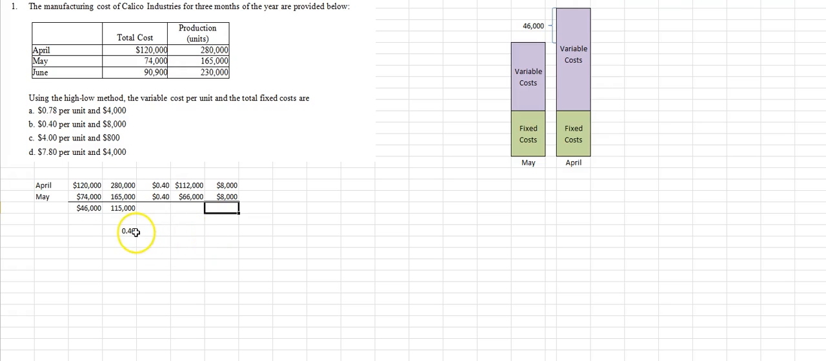So we got the answer for the cost per unit. If you didn't quite catch it, you can repeat this video various times: 40 cents. And we have the total fixed cost of 8,000. So clearly the answer is B for this one.